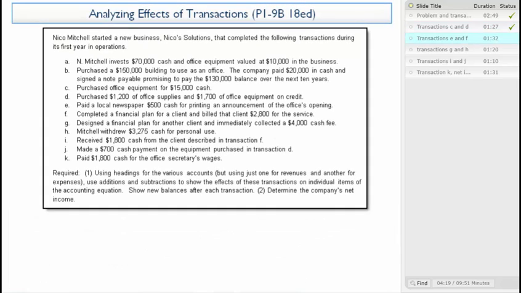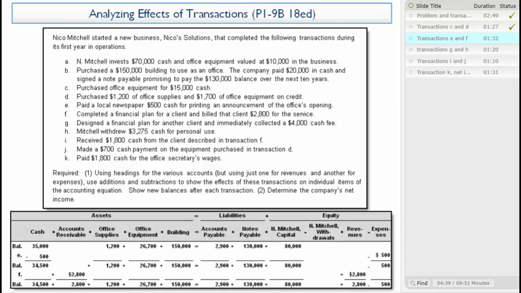Next, we take a look at transactions E and F. E says that we paid a local newspaper $500 cash for printing an announcement of the office's opening, and F says we completed a financial plan for a client and billed that client $2,800 for the service. Okay, now you see how these transactions are handled on the bottom part of your screen. We used $500 cash for printing the announcement, so cash is reduced by $500.